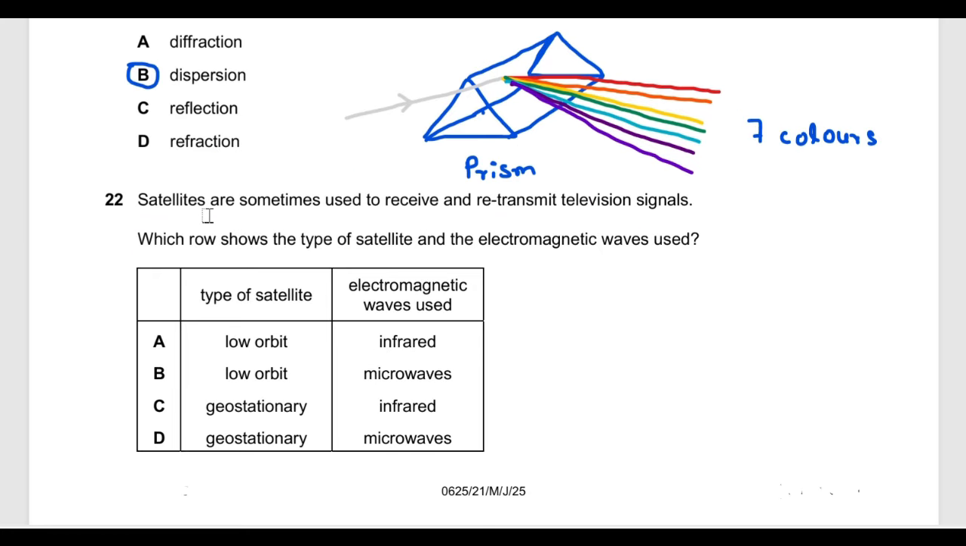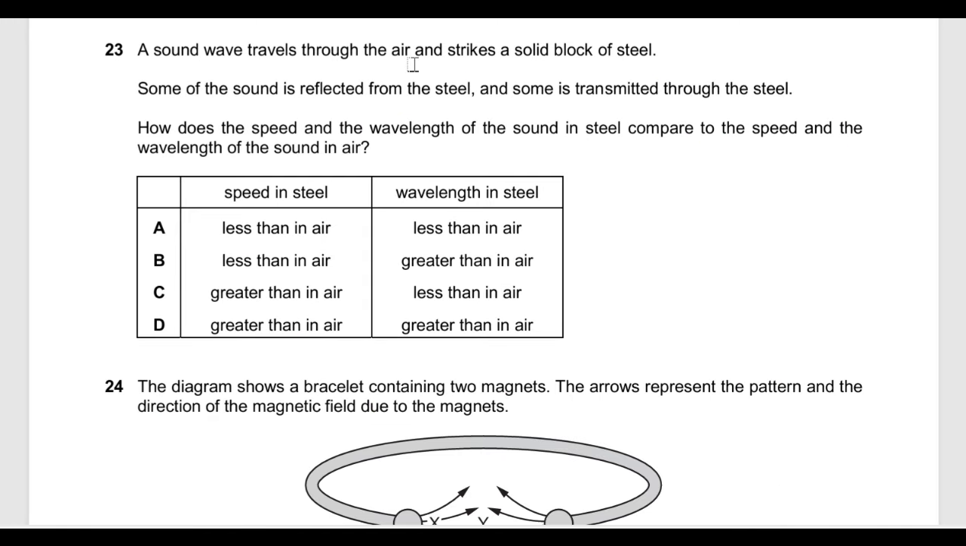Question number 22 says satellites are sometimes used to receive and retransmit television signals. Which row shows the type of satellite and electromagnetic waves used? So the type of satellite would be a geostationary satellite because it appears to remain in a fixed position in the sky relative to a point on Earth's surface. And the type of wave would be microwave because they can pass through Earth's atmosphere with minimal absorption, unlike infrared, which is absorbed by the Earth's atmosphere. So D is correct.